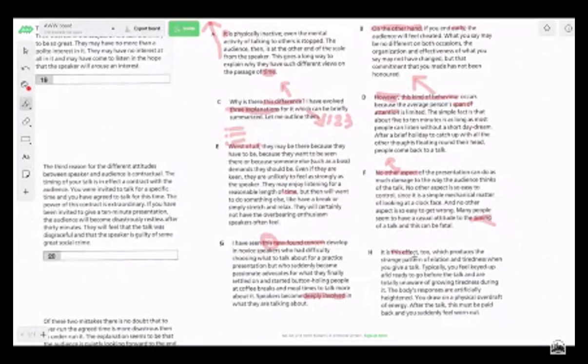"It is this effect too." So we have some effect before, "which produces the strange pattern of elation and tiredness." If you understand the word elation, we can say that's a positive thing, and tiredness is negative. So that might be a clue. You feel keyed up, that's positive, and then tiredness is negative. This is all about being tired.